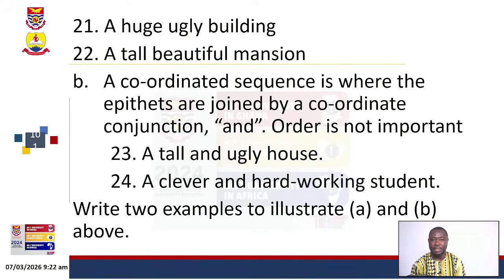A tall and ugly house, an ugly and tall house. A clever and hard-working student. Okay, hard-working and clever student. Now, can you write two examples to illustrate A and B above? I'm sure you can do that.